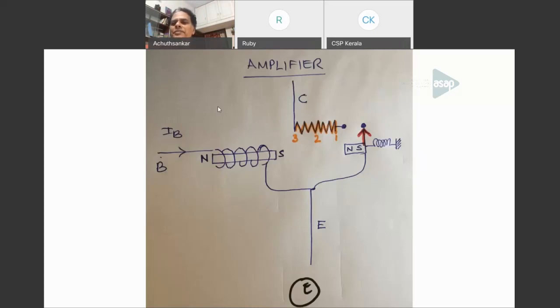Yes, Ruby. Thank you, sir. So we have a question from Harita. Explain the concept of MOSFET and IGBT.